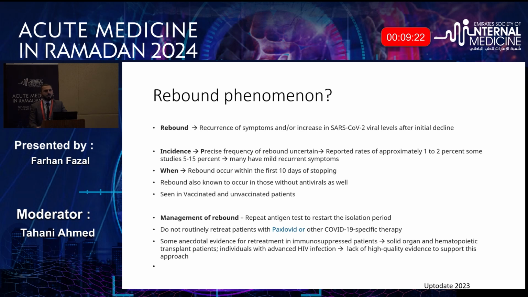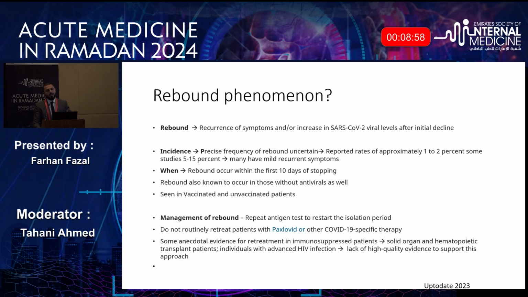A lot of details have been spoken about the rebound phenomenon. So what is rebound? I'll spend a minute over here. Now, this is the recurrence of symptoms and or increase in SARS-CoV-2 viral levels after initial decline. So the patient gets better and then gets worse. Now, when you mean by worse, it is the emergence of or presence of symptoms which are mild. But the other thing is, sometimes you also see that the viral load goes upward. So the patient is positive, becomes negative, and then might become positive.